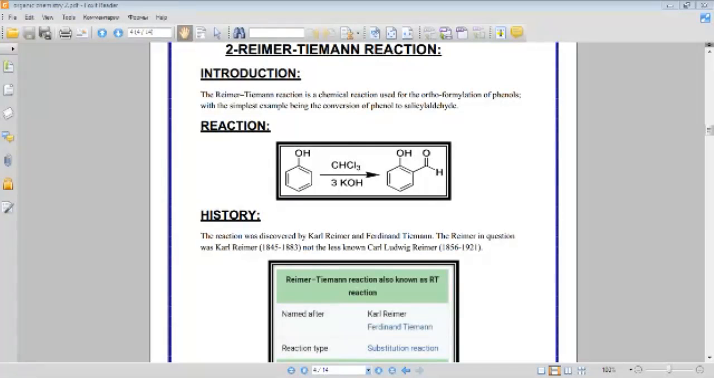So what is its introduction? The Reimer-Tiemann reaction is a chemical reaction which is used for ortho-formylation of phenols, with the simplest example being the conversion of phenol to salicyl aldehyde. The reaction is shown in which the phenol converts to salicyl aldehyde in the presence of potassium hydroxide and CHCl3.